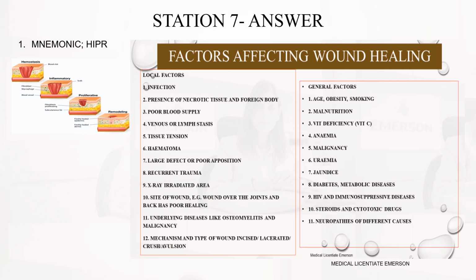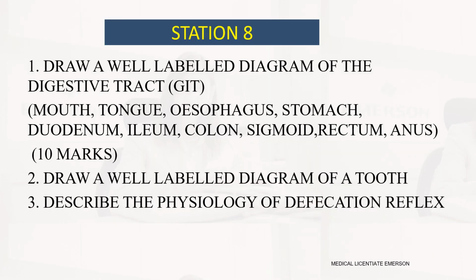Okay, so that's all on session 8. Draw a well-labeled diagram of the digestive tract, meaning you have to label the mouth, tongue, esophagus, stomach, duodenum, ileum, colon, sigmoid. Okay, in short, we are talking about the digestive system through and through. Then also draw a well-labeled diagram of the tooth. Describe the physiology of defecation.